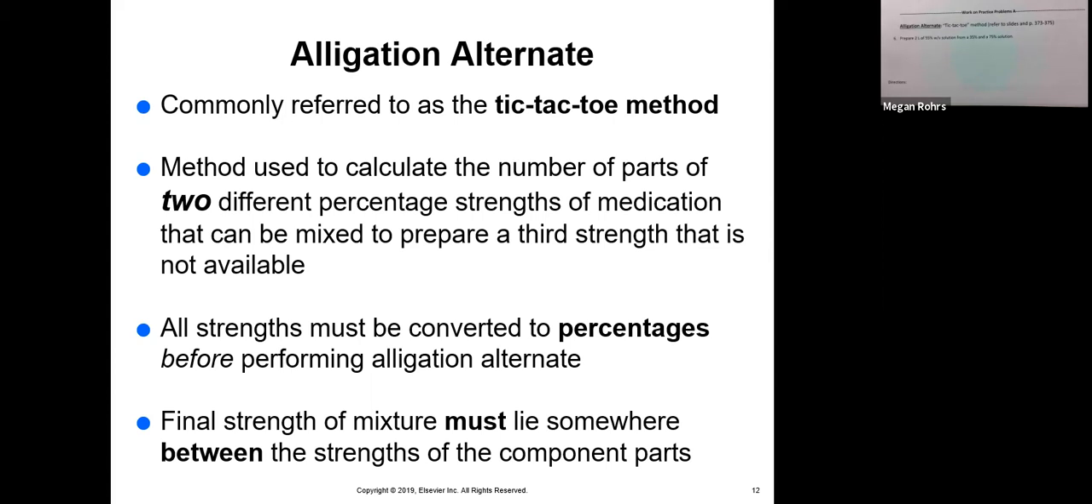Make sure that all of our units are in metric units, all of our ratio strengths or any other type of strength is converted into a percentage strength in this case, and that all of our units are the same. Just remember your final strength must lie somewhere between the strengths of the components. And I'll talk about that here in just a second as well.